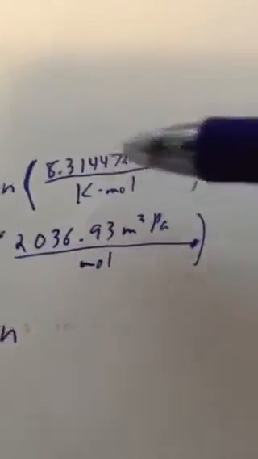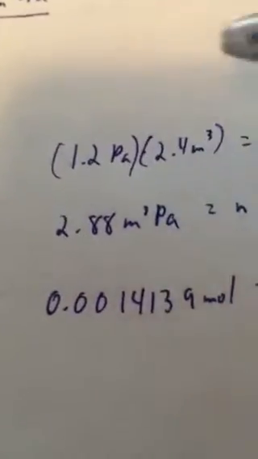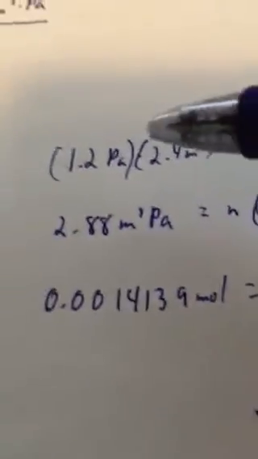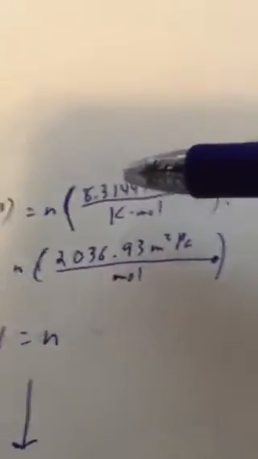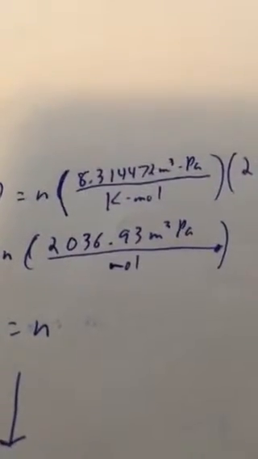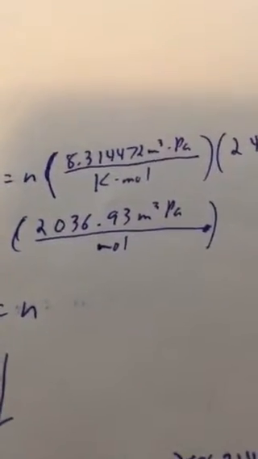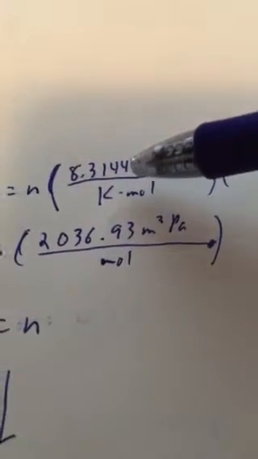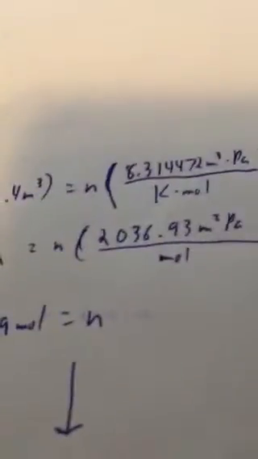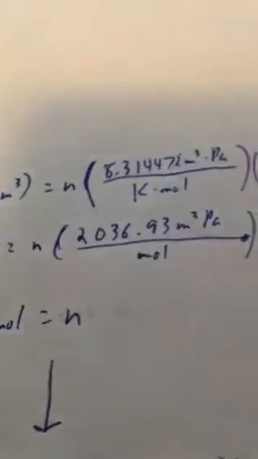Here's how you do it, and again, we're going to use this for R, and you'll see how it works in just a second. 1.2 pascals, 2.4 cubic meters, that's for P, that's for V. N we are not given, so I'm leaving it as n. 8.314472 cubic meter pascals per Kelvin mole. If you want, you can leave it as 8.3144, some people do that. Times 245 Kelvin. Again, this is because we're not told what n is and we have to solve.